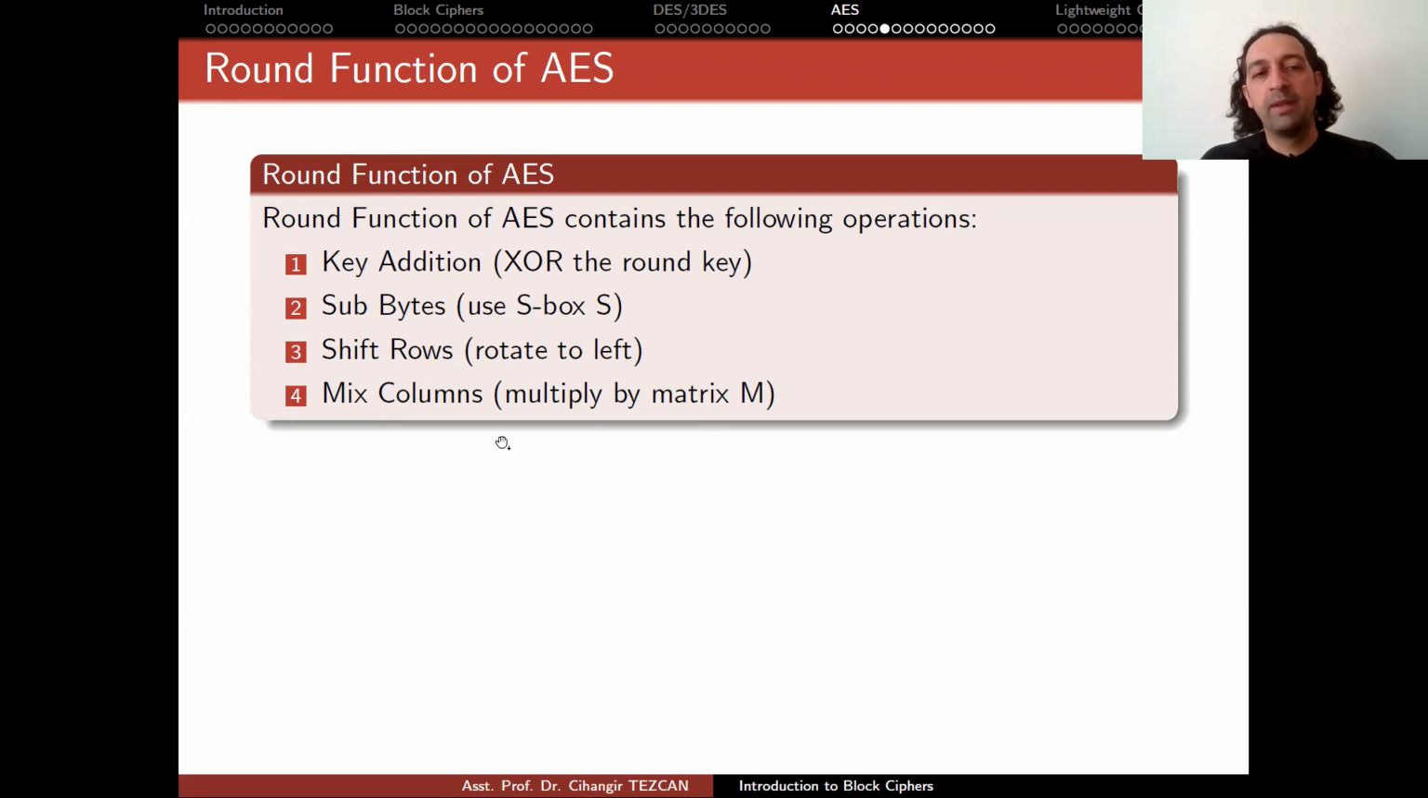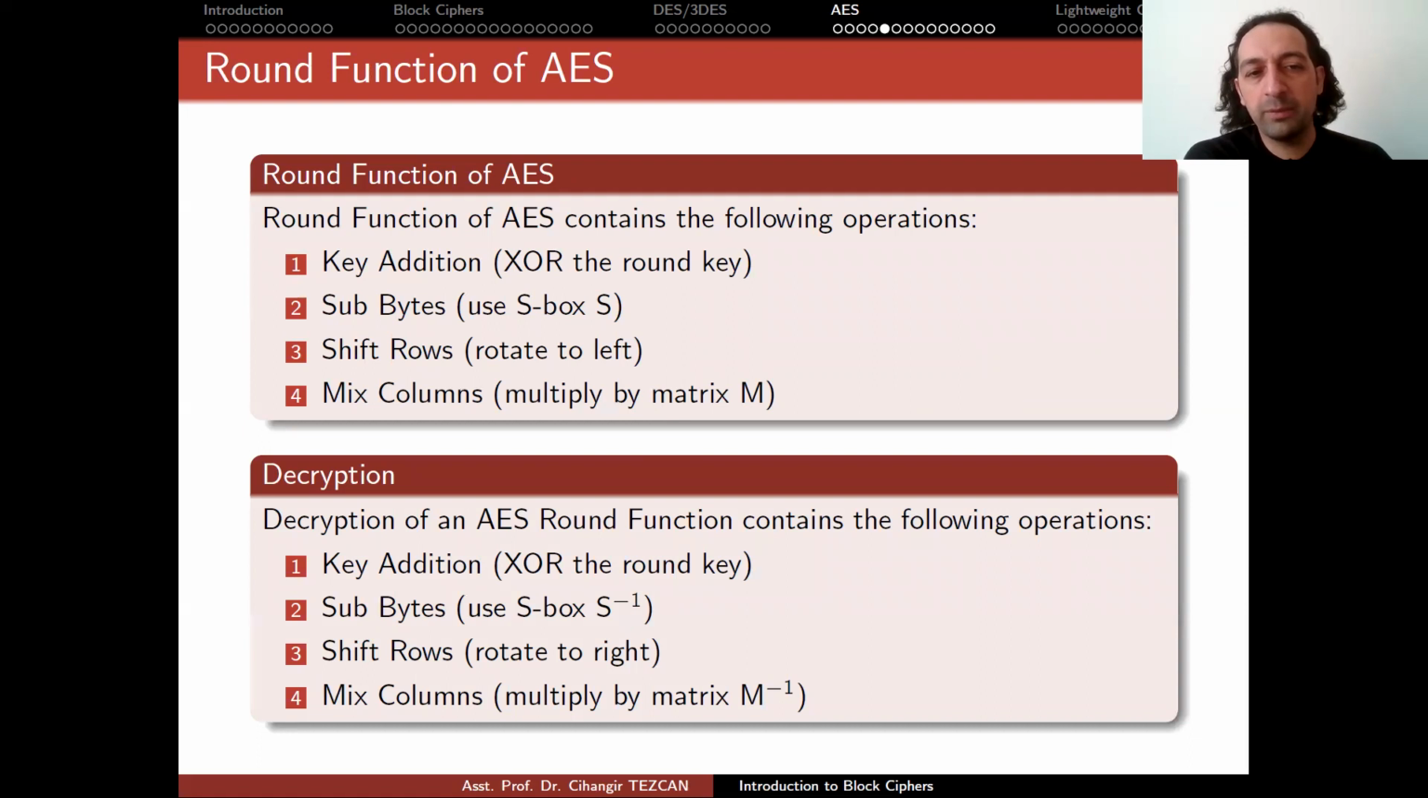For this reason, we have a matrix multiplication which multiplies columns with a matrix. This way, we try to achieve the best diffusion. When you perform decryption, you have to perform the inverse operation here. XORing something has no inverse since it is just in modulo 2.